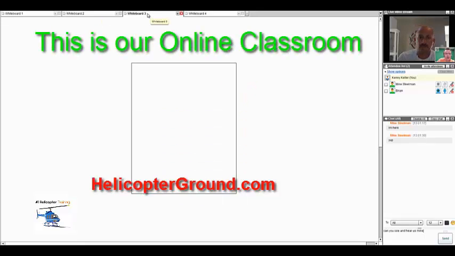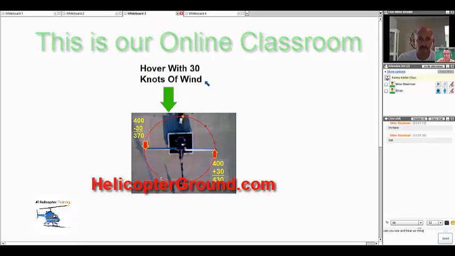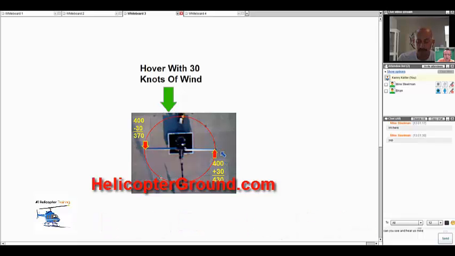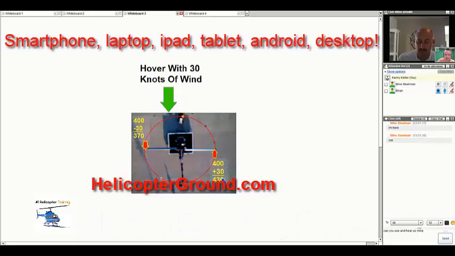You go to the next scenario, think about being in a hover with 30 knots of wind coming at you. So the green arrow represents the wind coming right at the aircraft. You now have an advancing blade. You have the advancing blade on this side. Your tip speed at 400 plus 30 would make that 430 is your tip speed.